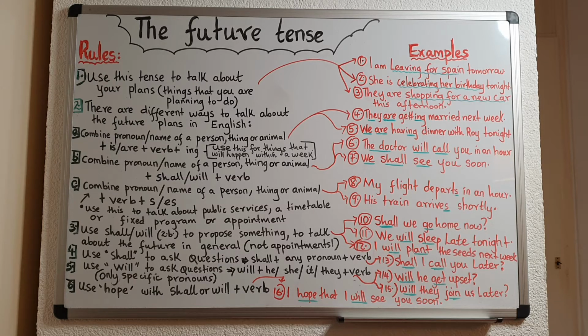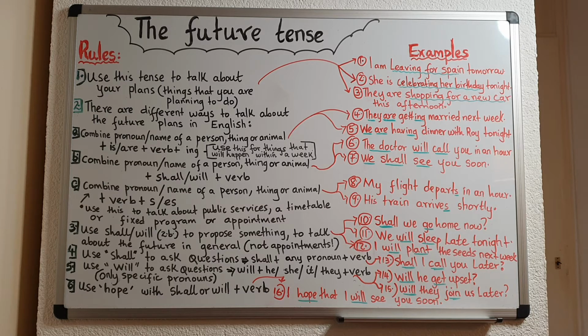Okay? So, we use the future tense to talk about the things we are planning to do in the near future. In example 1, it is tomorrow. In example 2, it is tonight. And in example 3, it is this afternoon. So really, it is what you're planning to do in the near future. Let us move on to rule number 2.